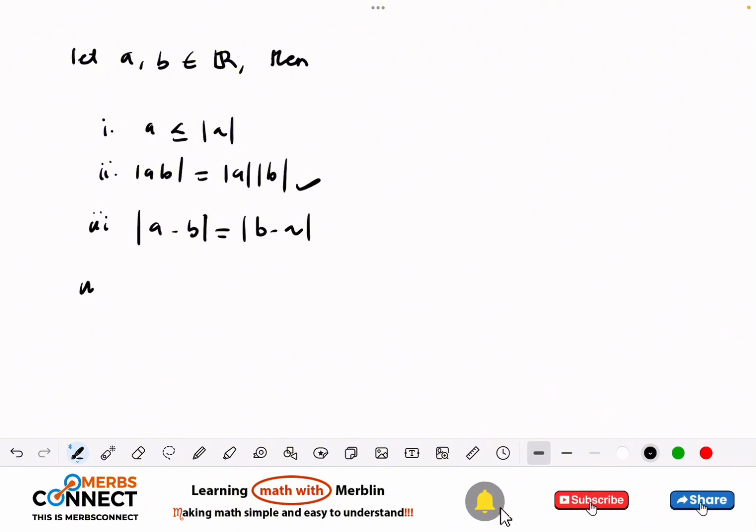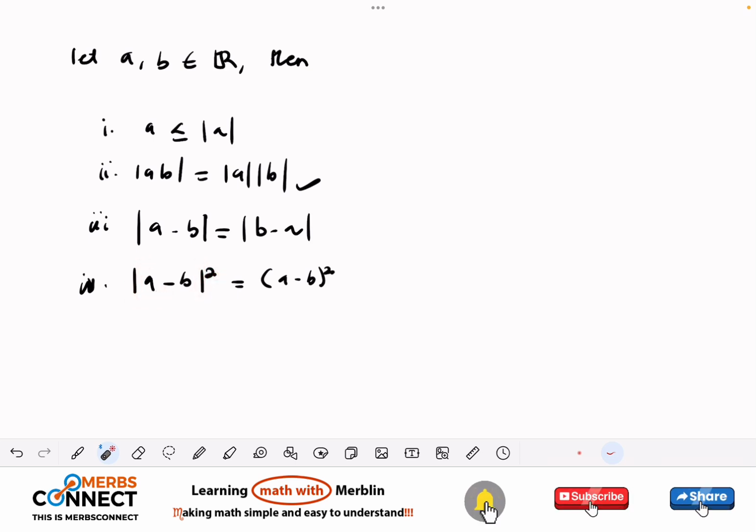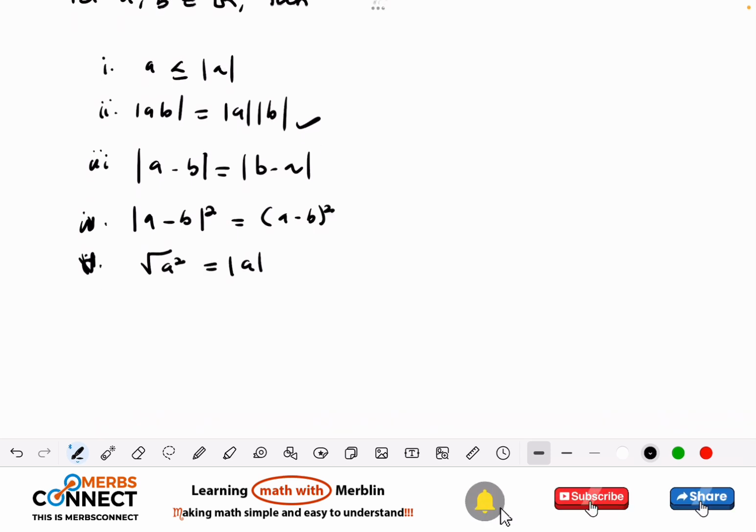Then another one that we are going to also use is when I have absolute of a minus b squared. This is the same as a minus b squared, because the absolute, because of the square, can make a negative positive, so you can just change the absolute to parentheses, and then you have it there. Then another one that you need to learn is the root of a squared, which is the same as absolute of a. Yes, so that's one thing that you also need to learn from here.